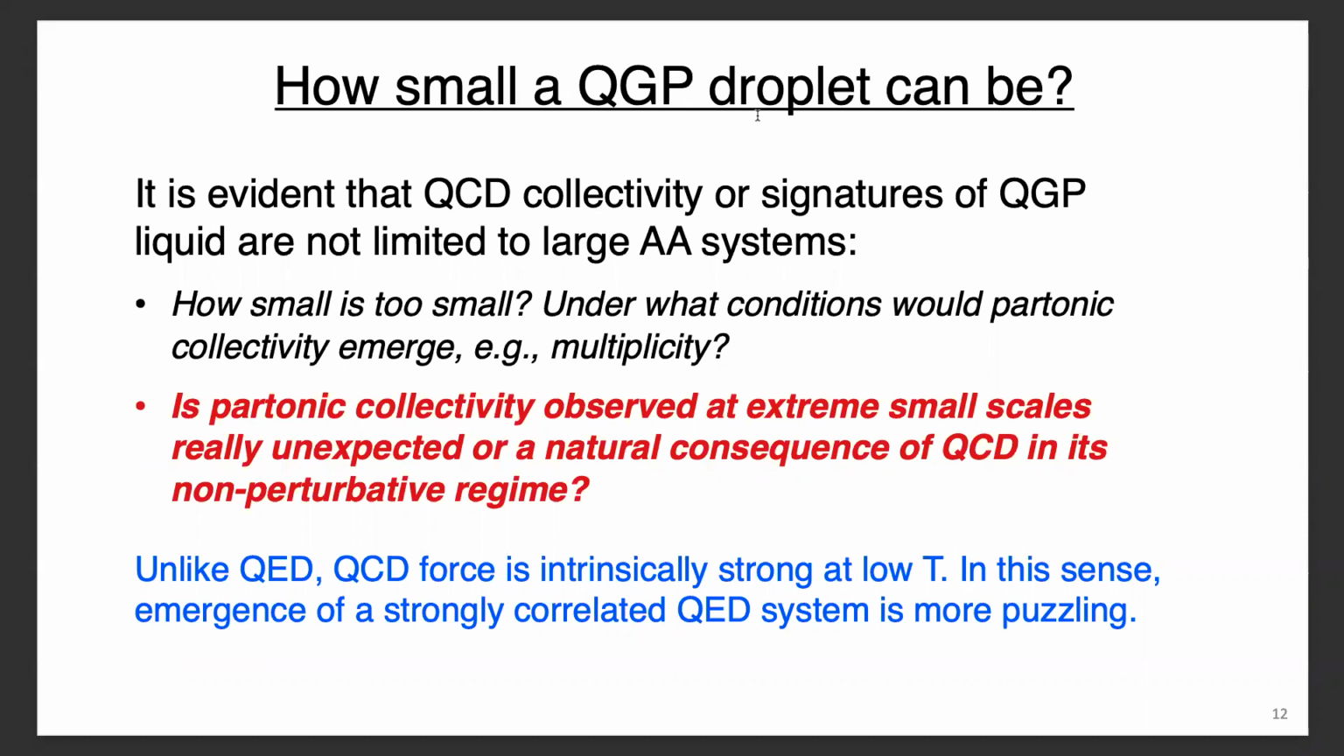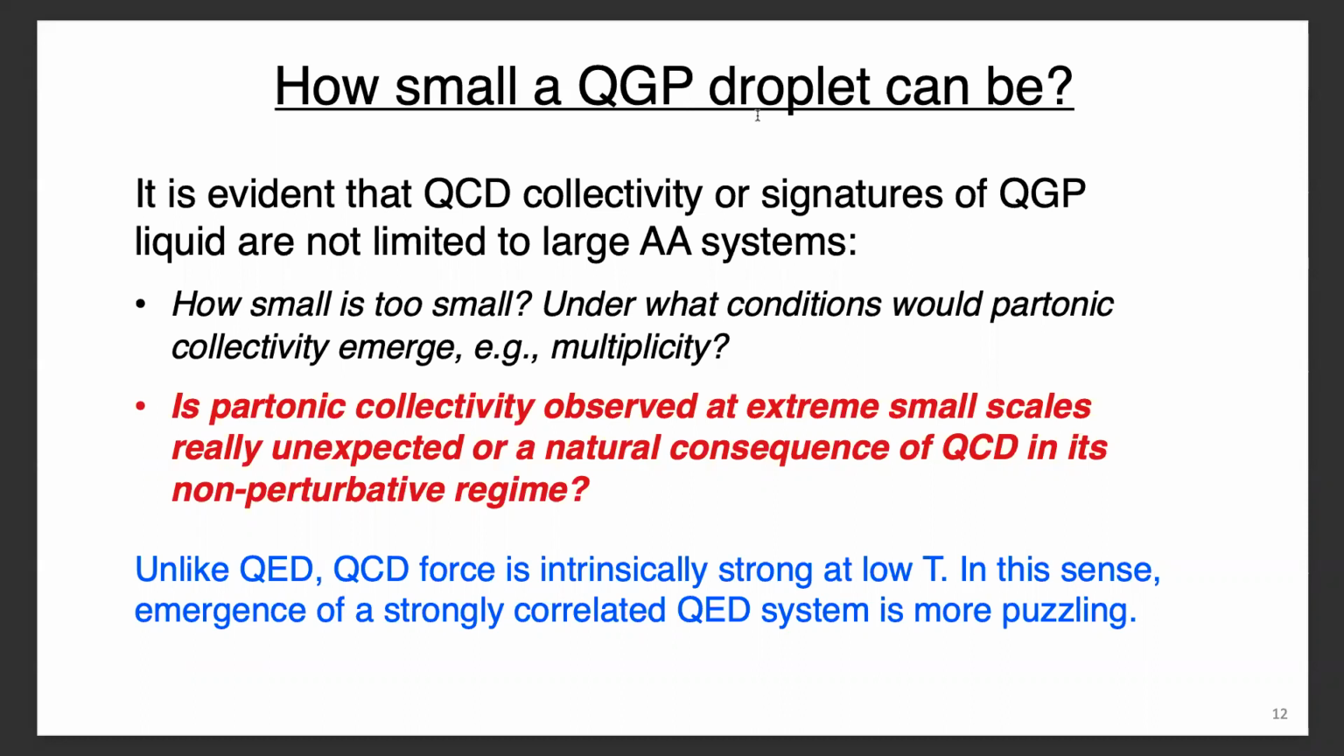And going back to the question I posed earlier, is the collectivity we observe at this extremely small scale really unexpected? Or is it a natural consequence of QCD in its non-perturbative regime? What I mean is that when we look at the QED multi-body system, QED is intrinsically a weak force in the two-body case. Therefore, if we see a strongly correlated QED system, that is surprising, right? There's an emergent effect where a weakly coupled theory becomes a strongly coupled system.